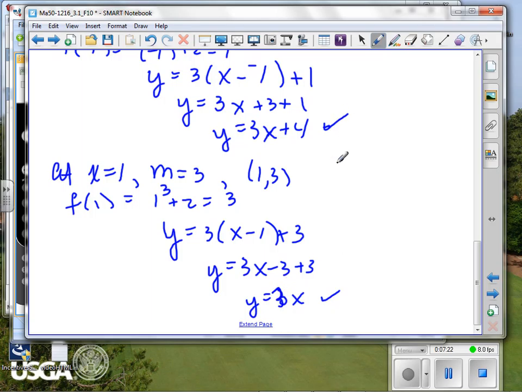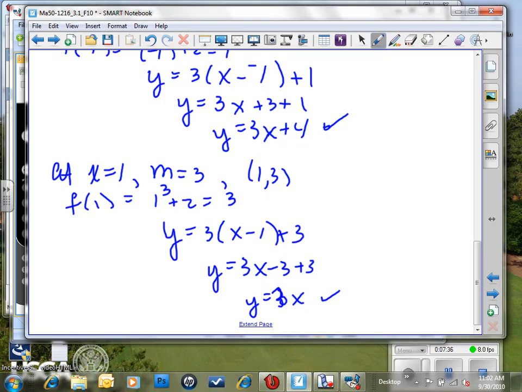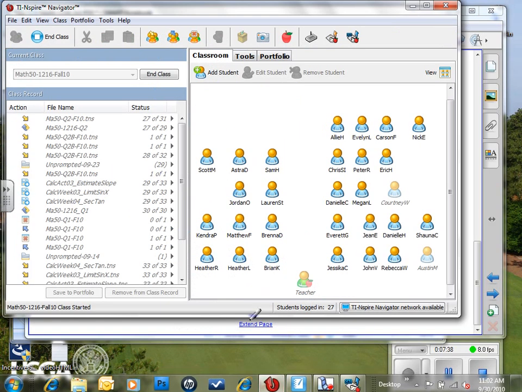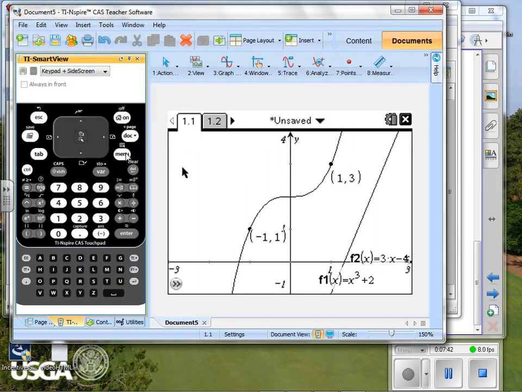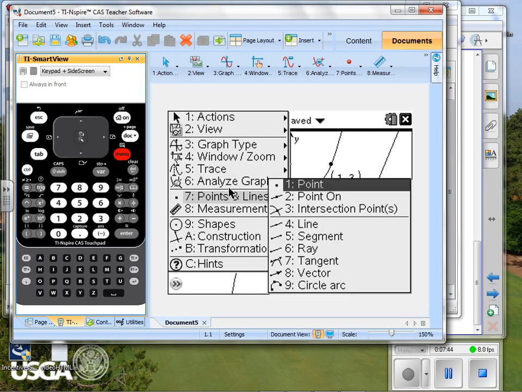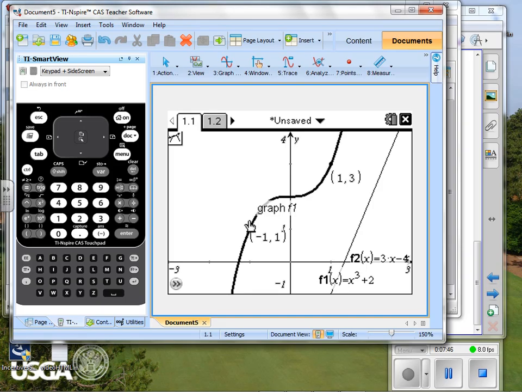What are these? Lines that are tangent to the curve at the points that have the slope of 3. How are we going to test that? How would you show this to me? Let's draw a tangent at this point, and let's draw a tangent at this point.